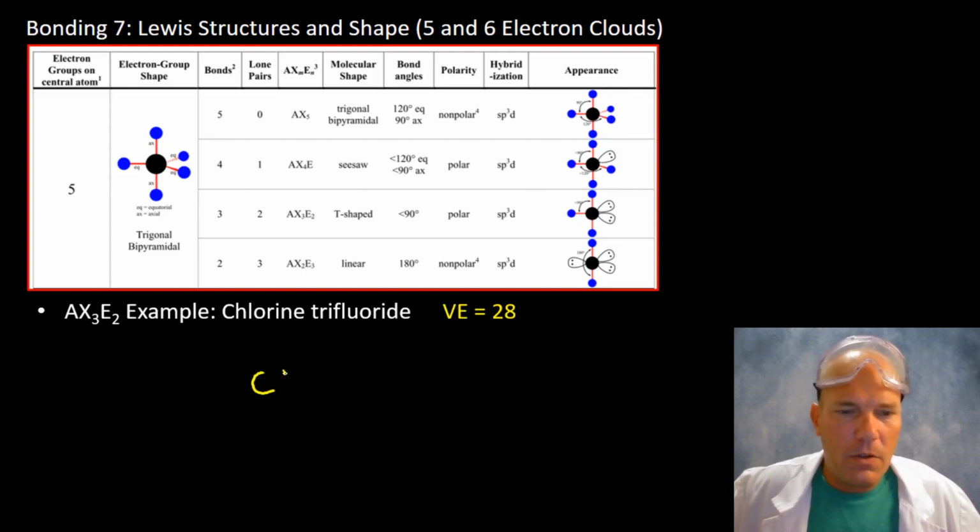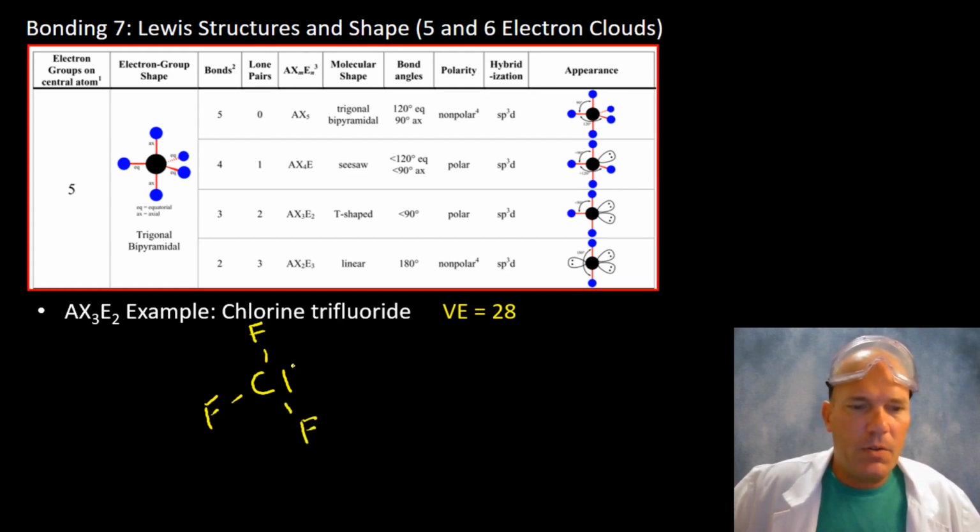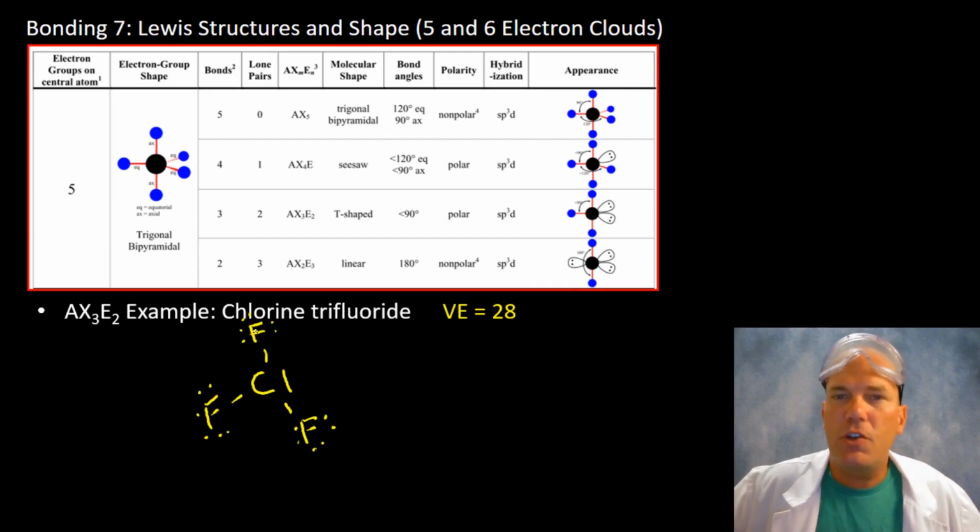All right, so chlorine trifluoride and 28 valence electrons. When you go through and do this, and I just realized on the last example I did not put all of these electrons around the ligand species. I apologize for that, but they should be there. That's on the last example.